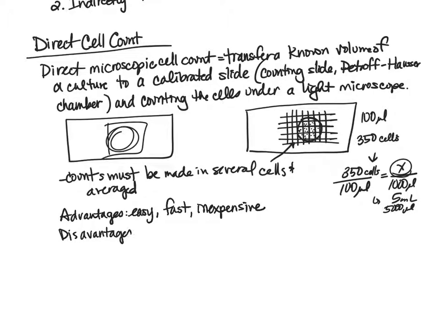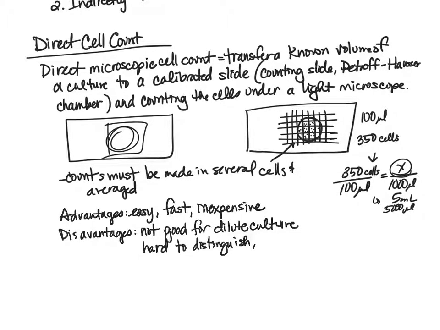But disadvantages is that it's not very good for dilute cultures. So if we are putting something like 100 microliters on the slide and it's a very, very dilute culture and we only have like a couple of cells, then that's not going to give us a very good average to calculate up from. And also it is hard to distinguish between living or dead cells or debris.